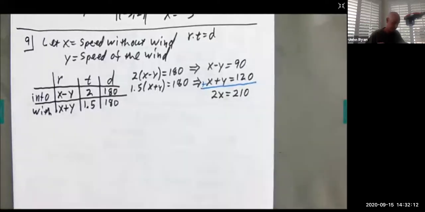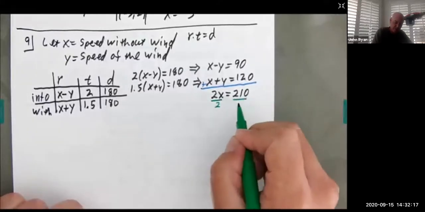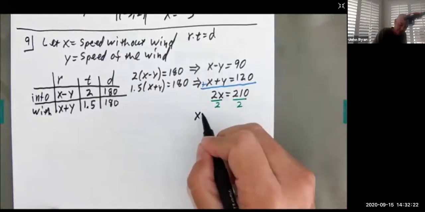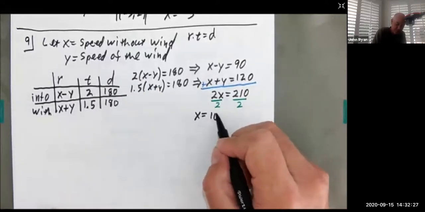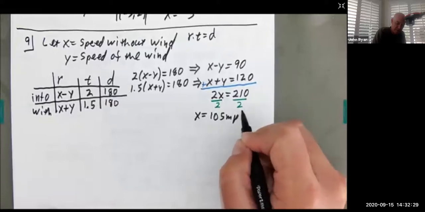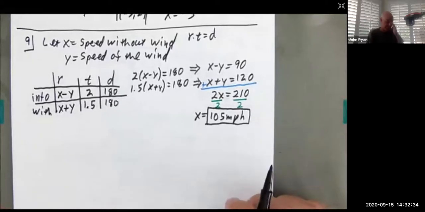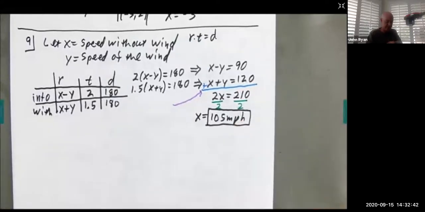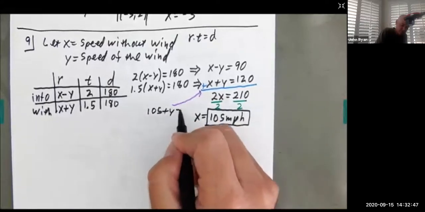And you can see we're down to one equation with one unknown. This gives us that x, meaning the rate of the plane without a wind, can go 105 miles per hour. Now I'm going to take this equation here to figure out what y is. So 105 plus y equals 180.